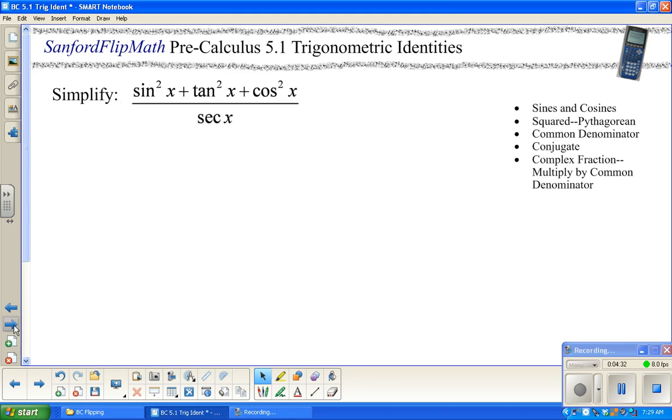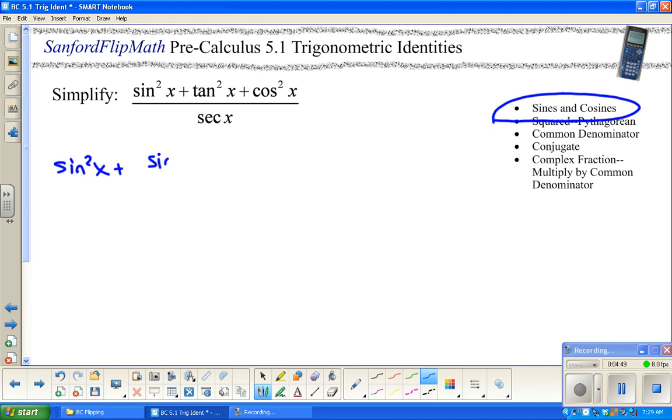Okay. Oh my goodness, look at that. That just looks terrible. All right, so let's talk possibilities. If you have no clue what to do, then you can go to sines and cosines. So for instance, this would be sine squared plus, now tangent is sine over cosine, so tangent squared is sine squared over cosine squared. Well, that's kind of ugly.